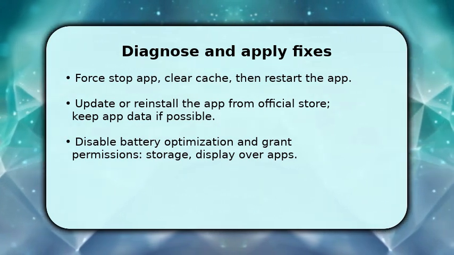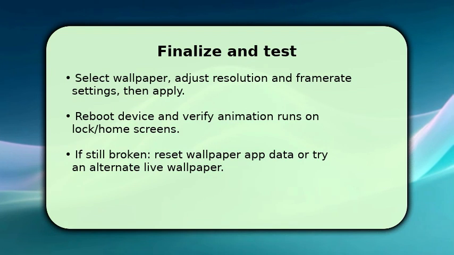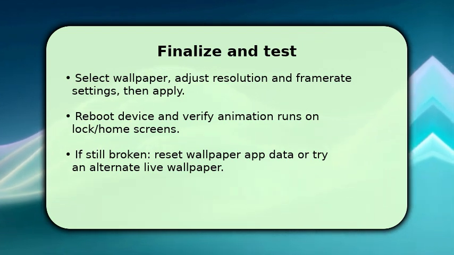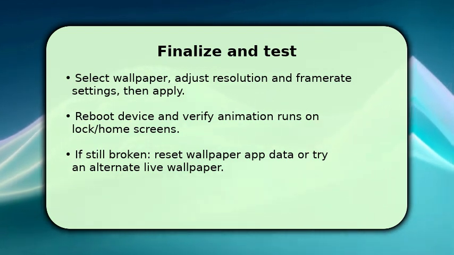You're at the final phase, apply and verify. Pick the live wallpaper, set resolution and frame rate to match your device, then tap apply so the system registers the change. After applying, reboot your device to clear lingering system locks and check both home and lock screens.